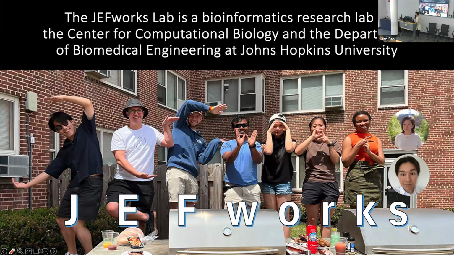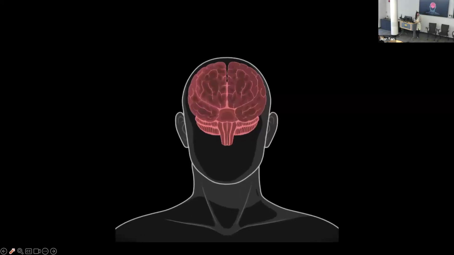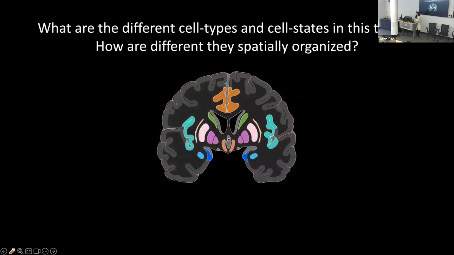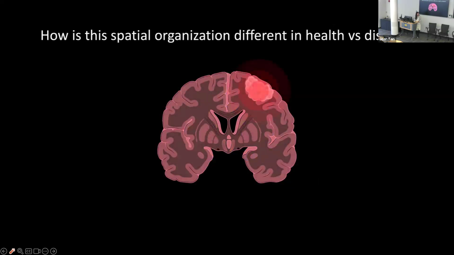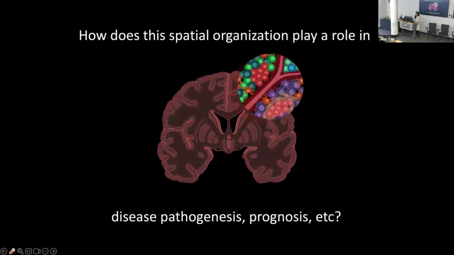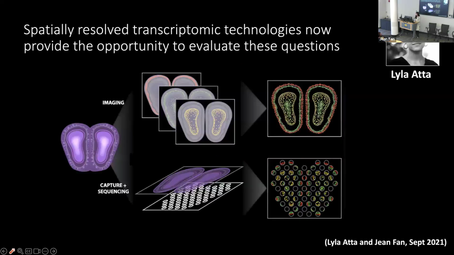And in general, when we look at a complex tissue, like, say, the mammalian brain, we're very interested in characterizing how different cell types and cell states are organized in this tissue, but also perhaps how they're different in the context of health and disease, and in particular, how the spatial organization can potentially play a role in disease pathogenesis and prognosis. So luckily for us, the spatially resolved transcriptomics field has really blossomed in the last 5 or so years, and has really provided us with the opportunity to begin evaluating these questions.